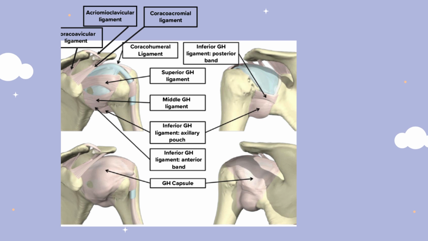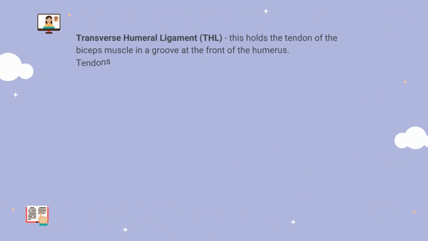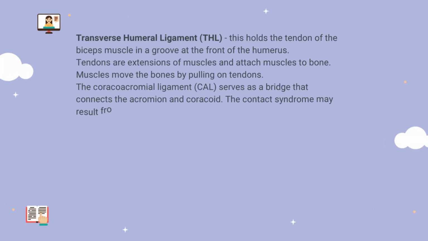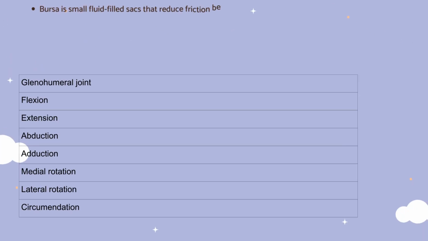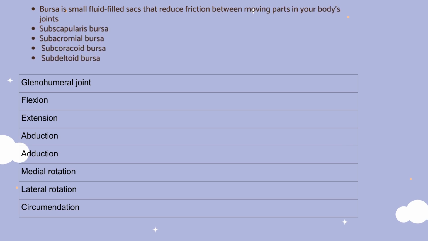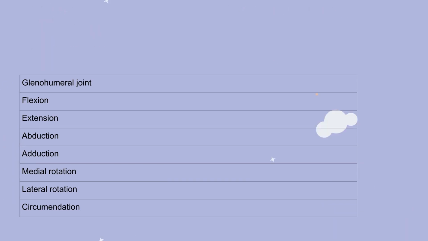The glenohumeral joint allows for a wide range of movements in the shoulder, including flexion, forward movement of the arm; extension, backward movement of the arm; abduction, outward movement of the arm away from the body; adduction, inward movement of the arm toward the body; internal rotation, rotation of the arm inward toward the body; external rotation, rotation of the arm outward away from the body.